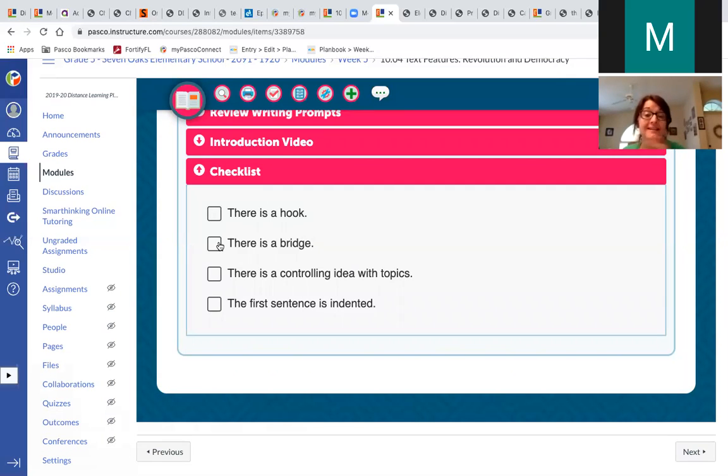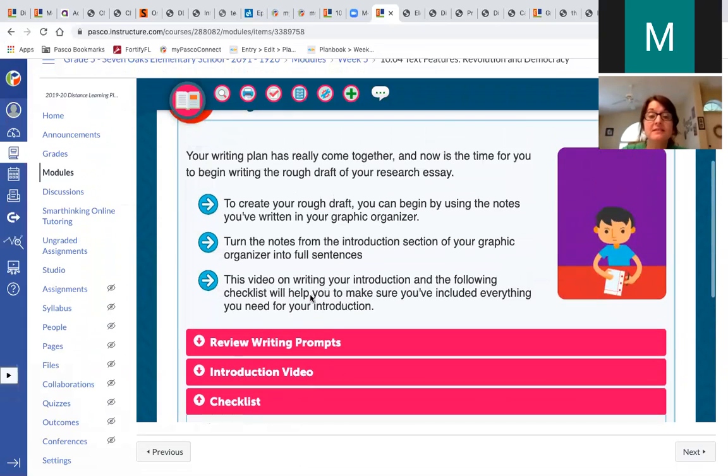So you're connecting that. So in the bridge, you're going to continue to build on some sentences that connect the hook to that main idea statement. It can even build some background knowledge for the reader, and make sure your first sentence is indented. And we've talked about that throughout the year, so you guys know you always indent the first sentence of a new paragraph. So there's your checklist there.